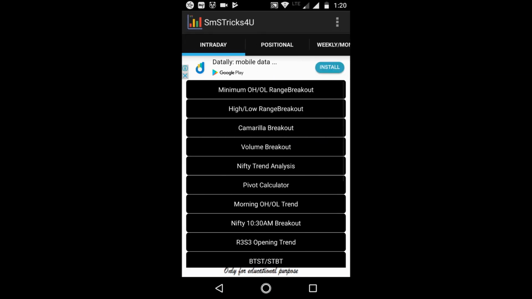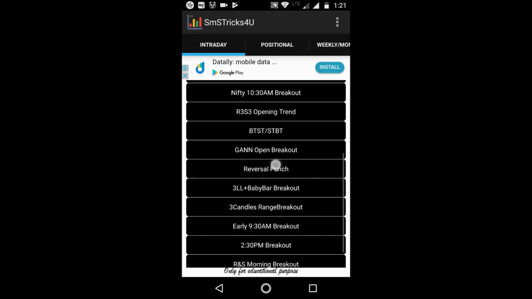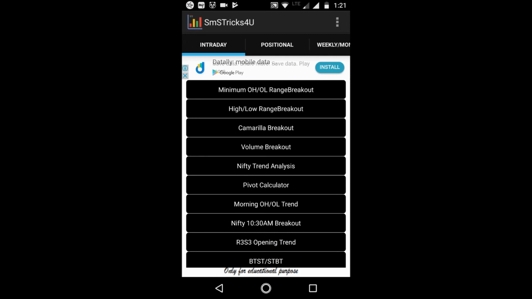So basically, whenever you come across SmSTricks4U, you have to identify yourself whether you are an intraday trader, a short-term trader, or a long-term trader. Once you identify it, then look at the strategies meant for that particular type of trading. If you are an intraday trader, then look only at these strategies and not the positional and weekly ones, and be consistent with your strategy.